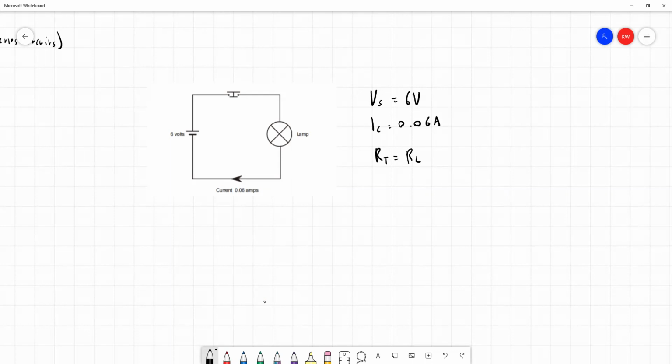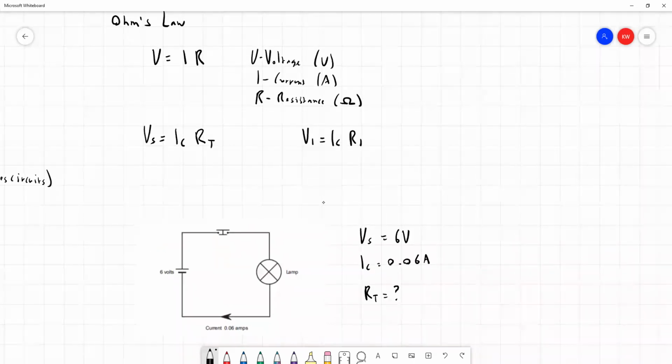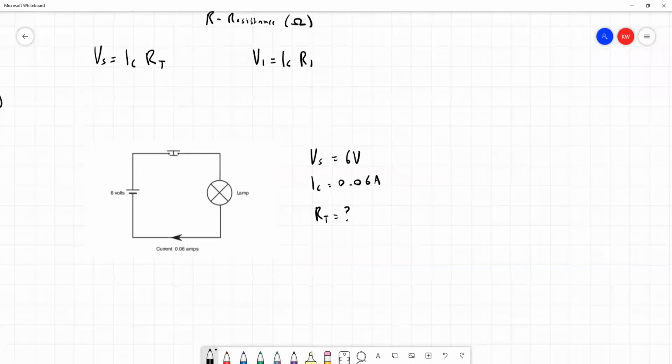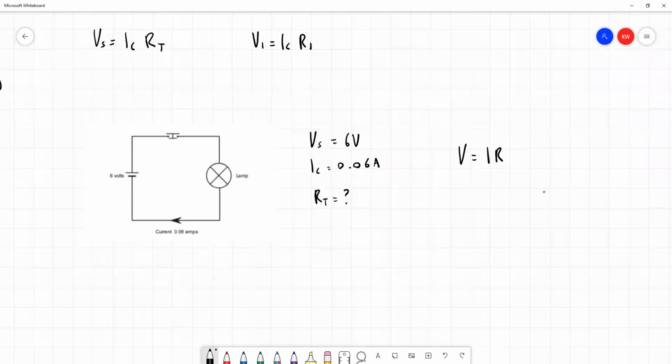We can call this whatever we want, or you could call it R1, but it's absolutely fine just to stick with RT just now. And we don't know what this is. Well, Ohm's law tells us we can find the resistance using V equal to IR. Because we've only got one calculation, I'm not going to worry too much about these little subscripts. So we're dealing with a voltage, a current, and a resistance. So V is equal to IR.